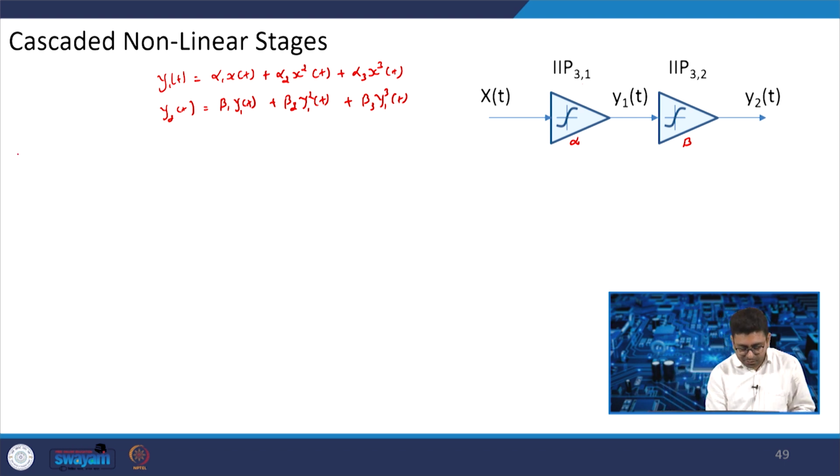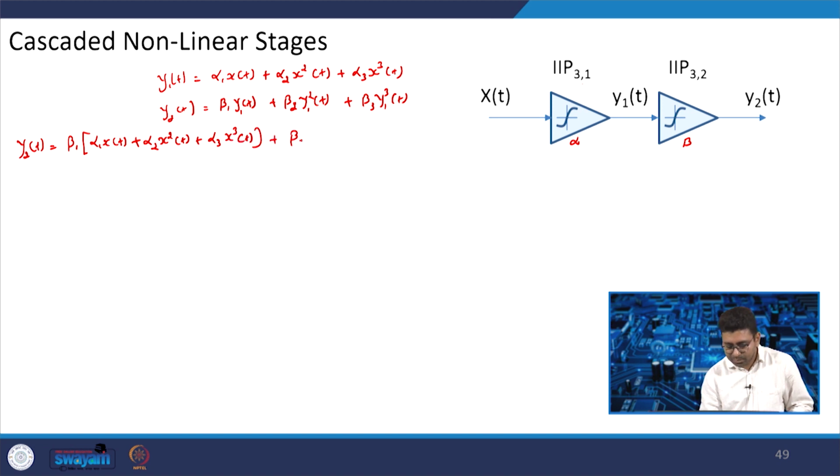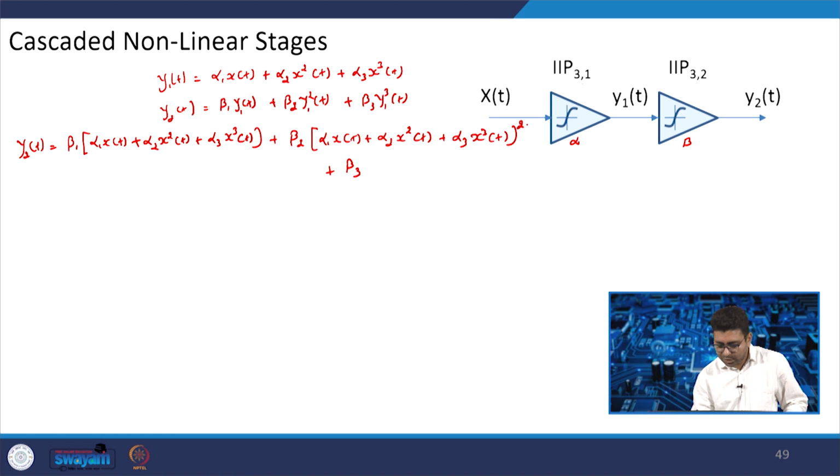So, now we will expand y2(t), which is equal to beta 1 times alpha 1 x(t) plus alpha 2 x square t plus alpha 3 x cube t, plus beta 2 times the square of alpha 1 x(t) plus alpha 2 x square t plus alpha 3 x cube t, plus beta 3 times alpha 1 x(t) plus alpha 2 x square t plus alpha 3 x cube t, whole cube.